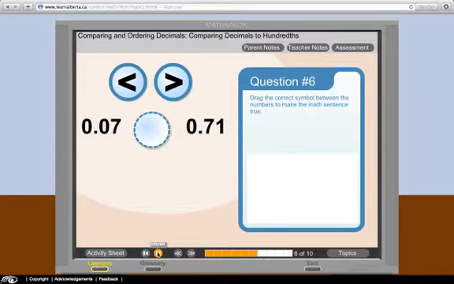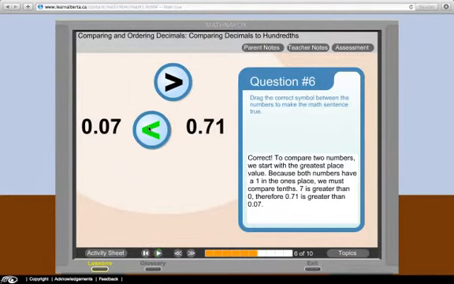Drag the correct symbol between the numbers to make the math sentence true. Correct. To compare two numbers, we start with the greatest place value. Because both numbers have a 1 in the ones place, we must compare the tenths. 7 is greater than 0, therefore 71 hundredths is greater than 7 hundredths.